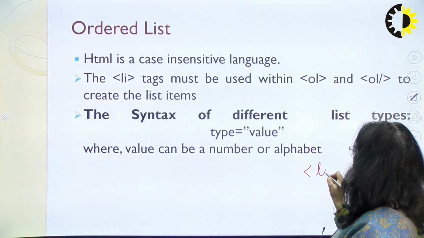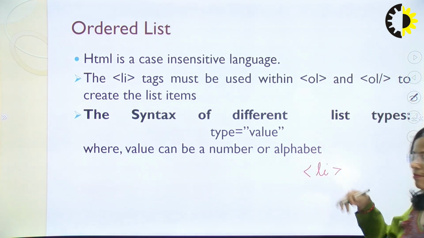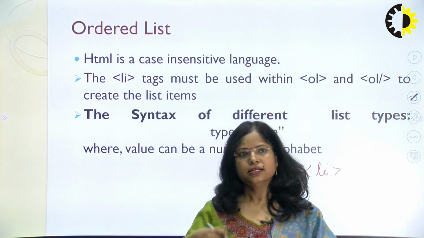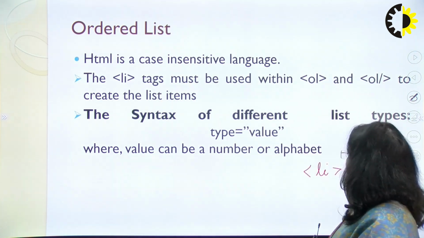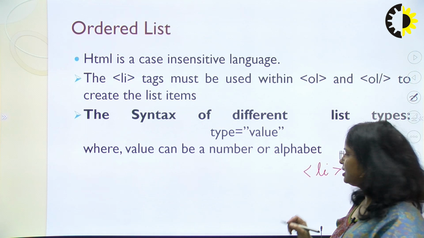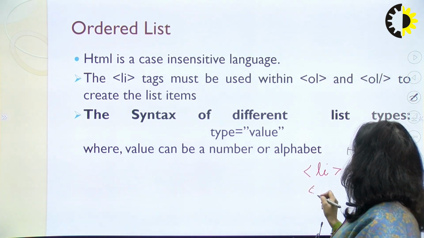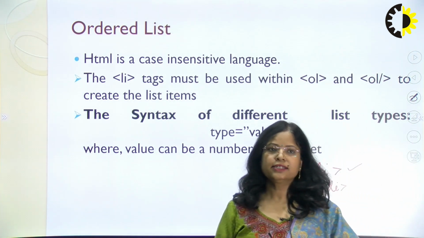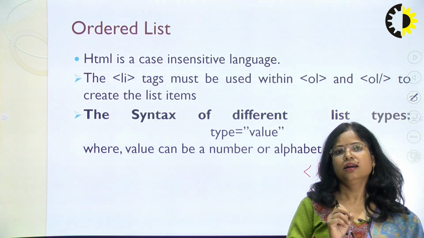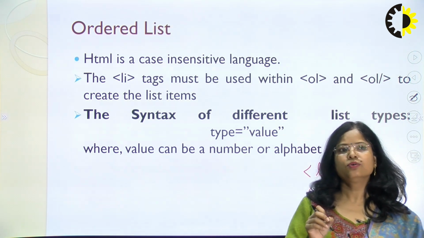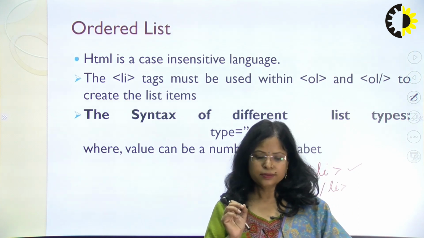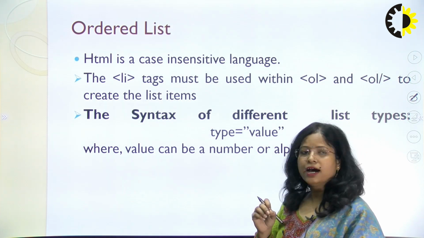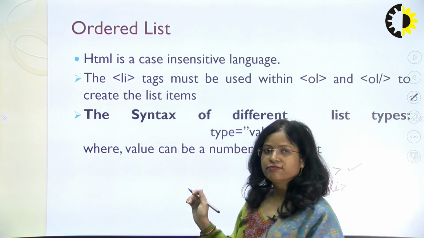So whenever you want to represent some numbers or some elements in some list form, you must use this li tag and the closing of the li tag. The li tags must be used within OL or closing OL tag to create the list items. Before proceeding further, we can have a look at different types of list.